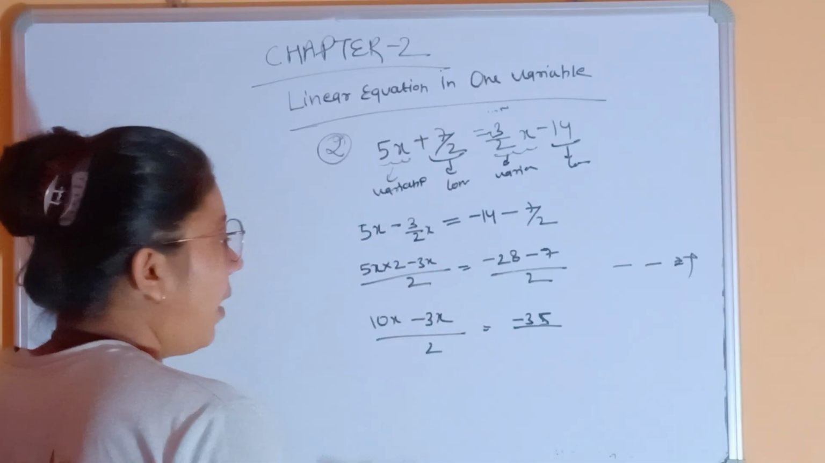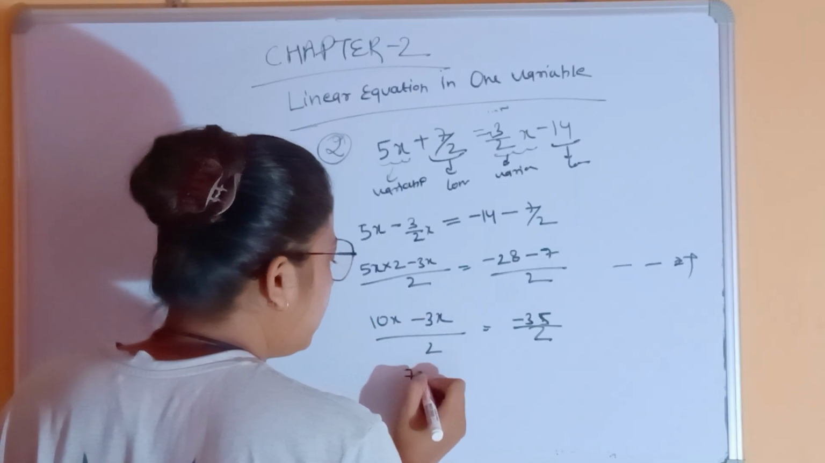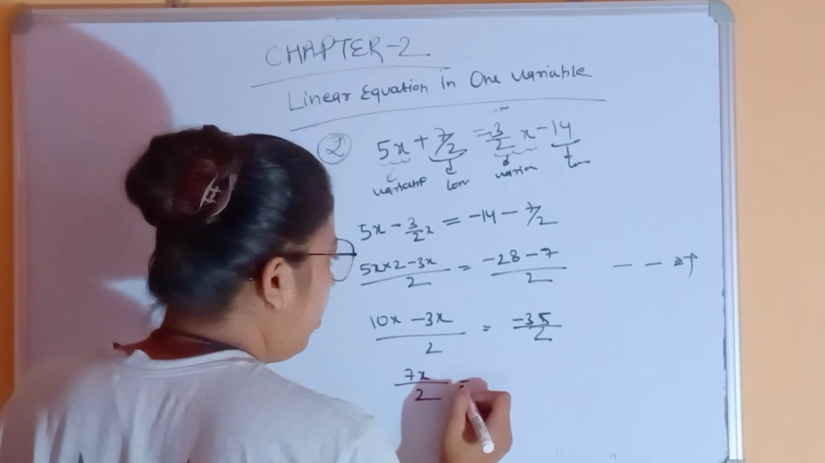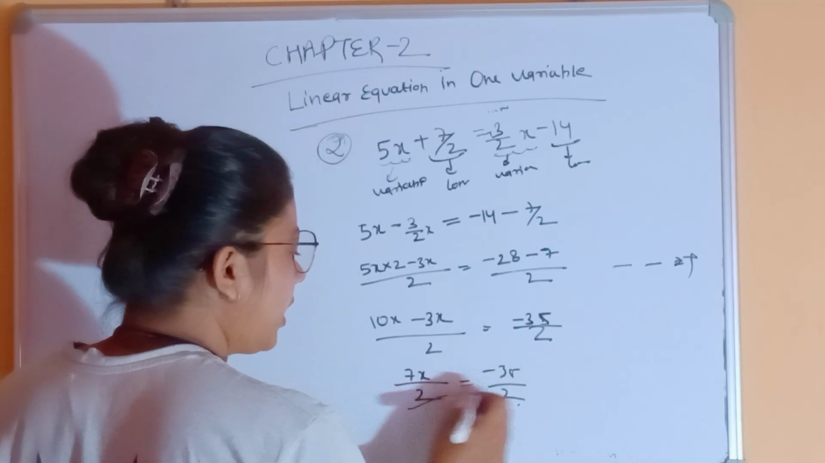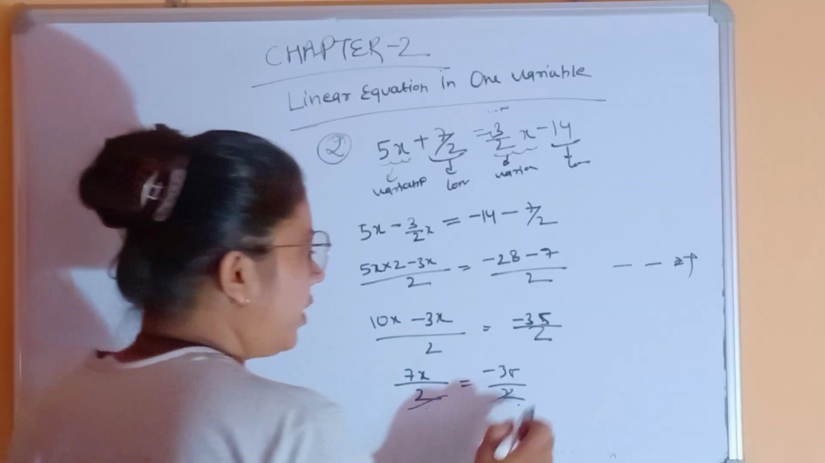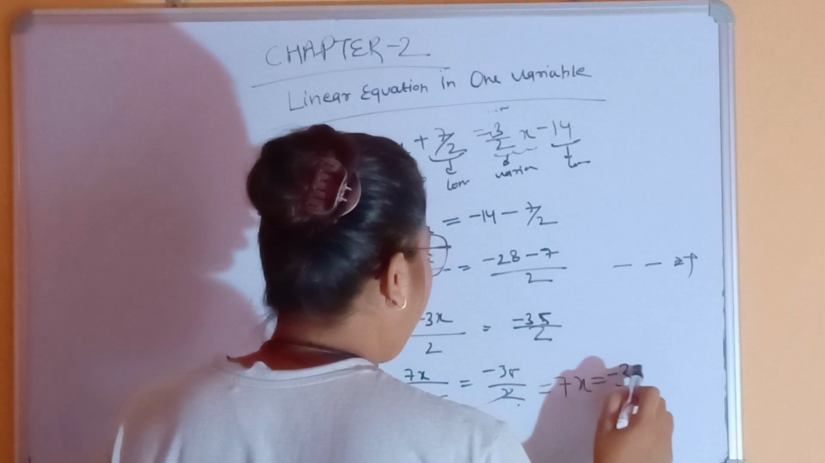So minus 35 by 2. Okay, 10x minus 3x is equal to 7x, that is divided by 2, minus 35 by 2. The denominator is the same, so that cancels out. Okay, so what value comes here? 7x is equal to minus 35.